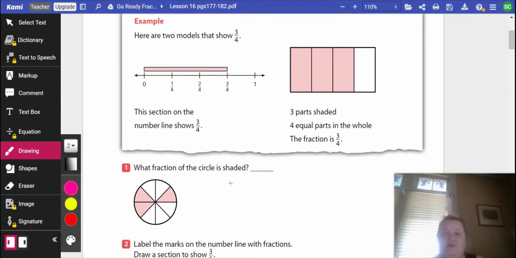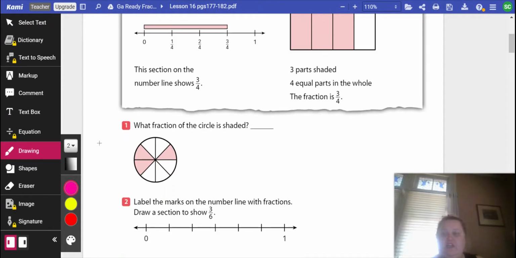So for question number 1, it says what fraction of the circle is shaded? Easy peasy, we count the shaded parts to get our numerator. That's 1, 2, 3 parts are shaded out of 1, 2, 3, 4, 5, 6, 7, 8 pieces total.